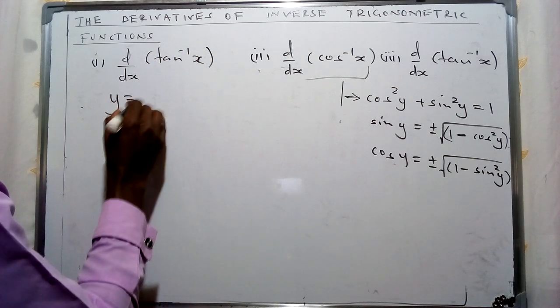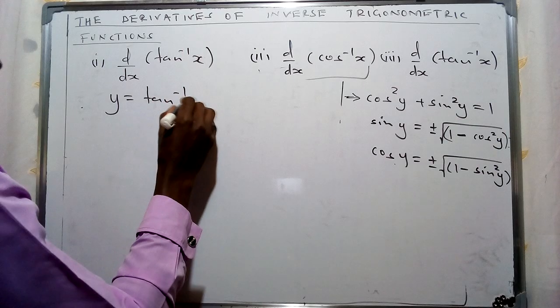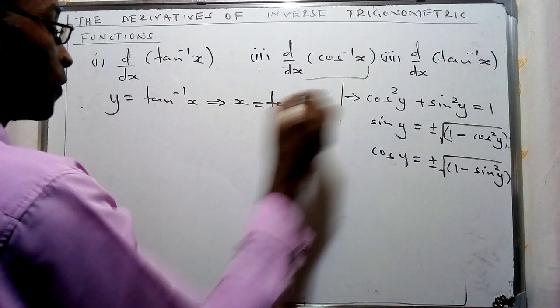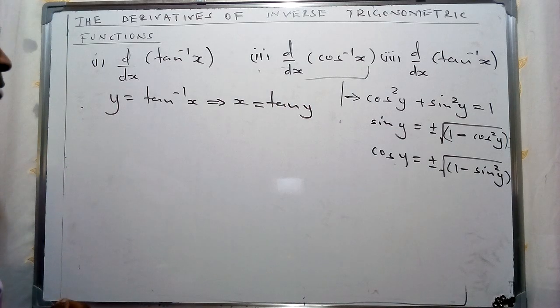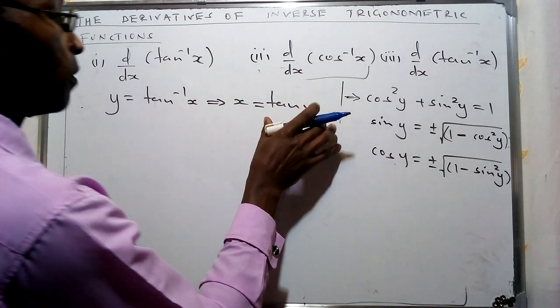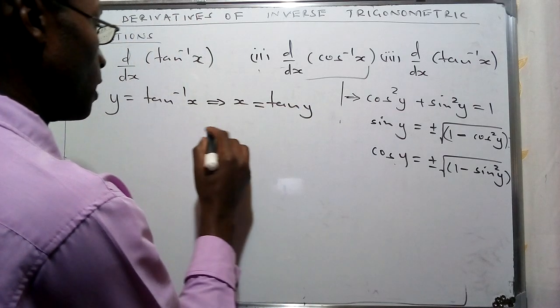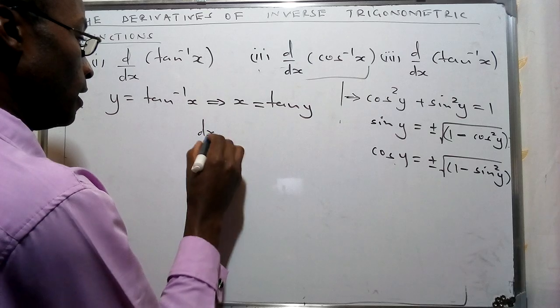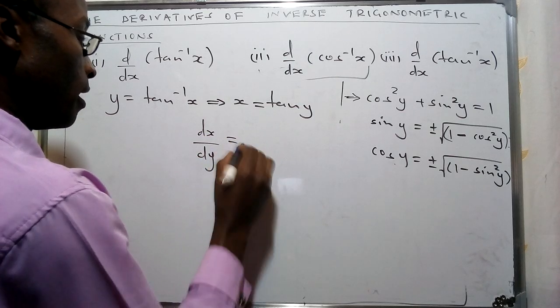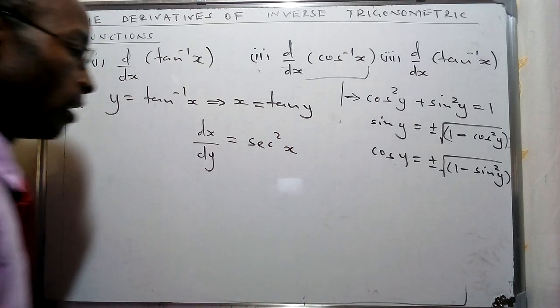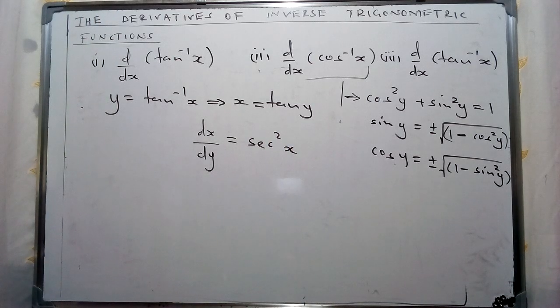So we say let y represent the tan inverse of x. This implies that x is equivalent to tan of y. From our previous discussion, we said the derivative of tan is given in terms of the square of sec. So we have dx over dy representing the square of sec of y, and that forms our derivative.